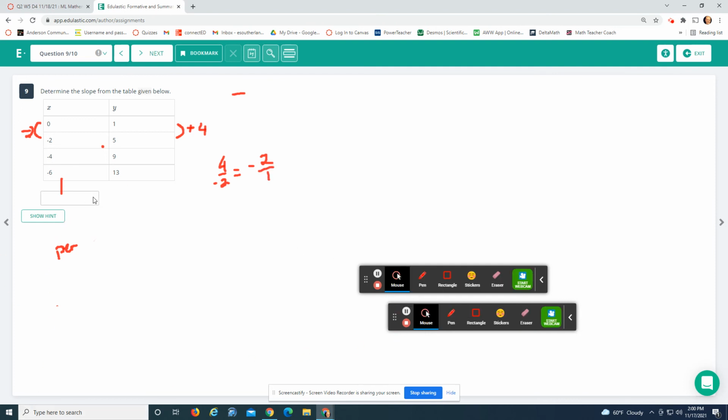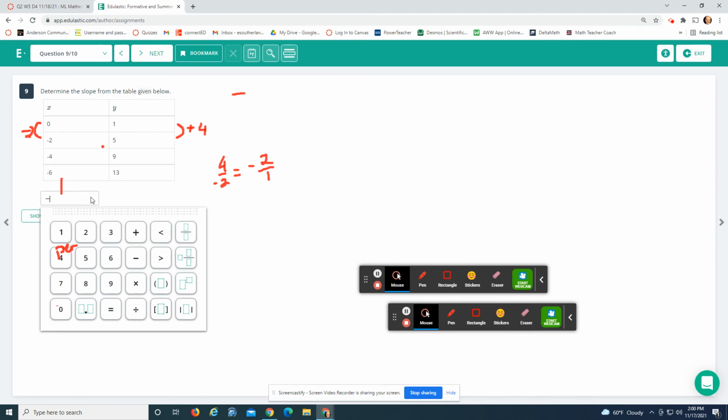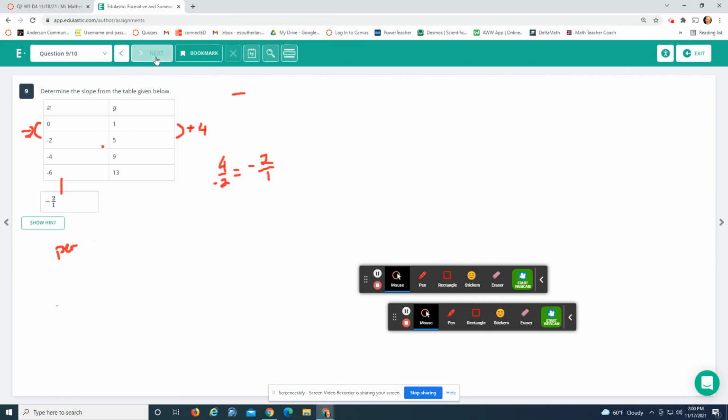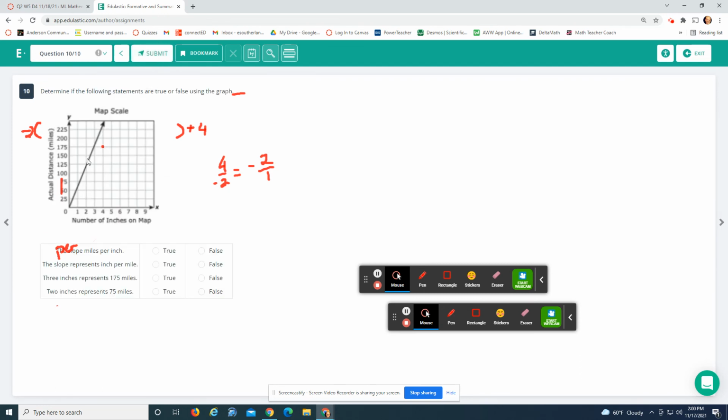And so we can just type in negative 2 over 1. And then the last and final problem is just some true-false questions that are asking about the graph in general. So it says the slope is miles per inch. Well, remember, it's always the whatever this is per whatever this is. So miles per inch, that would be true. Slope represents the inch per mile. Well, that can't be true if the other one's true, so this is false.